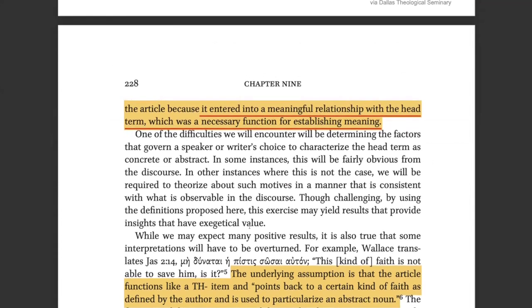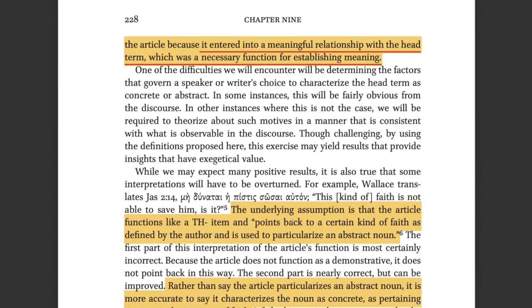Now, let's continue and move into his example, which is so important. What he's about to say here: One of the difficulties we will encounter will be determining the factors that govern a speaker's or writer's choice to characterize the head term as concrete or abstract. In some instances, this will be fairly obvious from the discourse. In others, where this is not the case, we will be required to theorize about such motives in a manner that is consistent with what is observable in the discourse. Though challenging, by using the definitions proposed here, this exercise may yield results that provide insights and that have exegetical value. And I can tell you already from the little I've looked into this book and what he proposes here, it really makes a lot of sense, man.